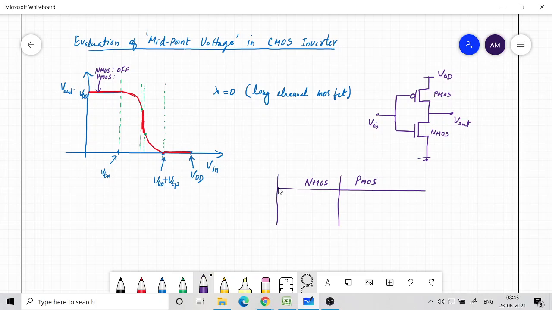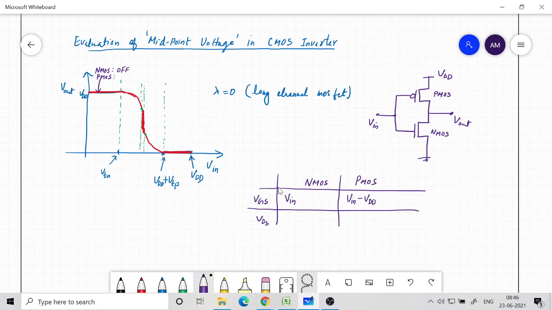So first let us write what is VGS, and then we will write VDS. These are the most important voltages to see which mode each of the devices is operating in. For NMOS, VGS is basically V in, but for PMOS it is V in minus VDD.